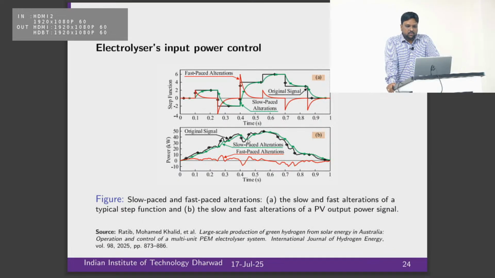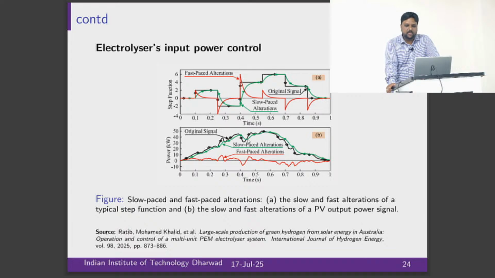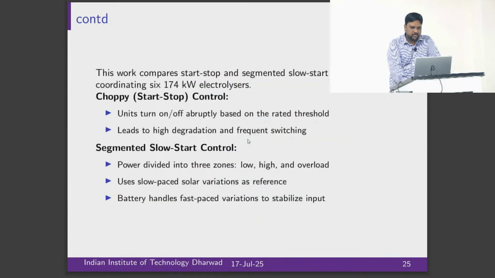So if you see, the first graph has a slow variation and a fast variation. Due to that, the solar power keeps on changing, and depending on that, the electrolyzer power input also keeps on changing. So they put in two variations, one very fast and one very slow. And as I was telling, the classical existing choppy control is start-stop, like frequent start and stop.